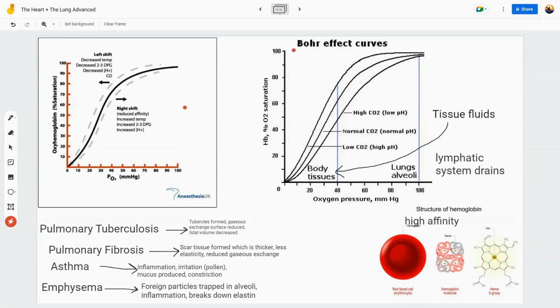Bohr effect. Hemoglobin loads at low pCO2 levels. Oxyhemoglobin unloads its oxygen at high pCO2. This results in the curve shifting to the right because at high pCO2, less oxygen will load and more will unload.